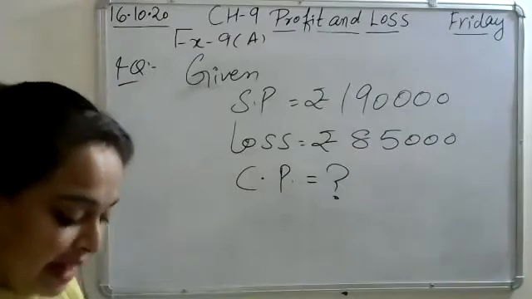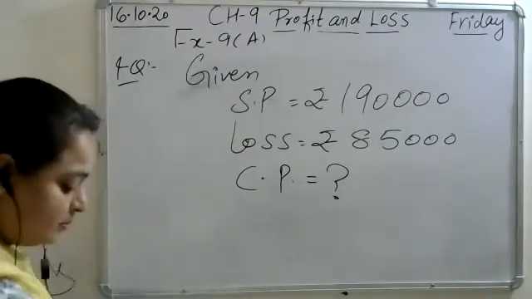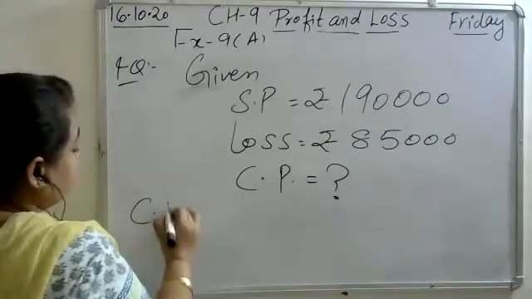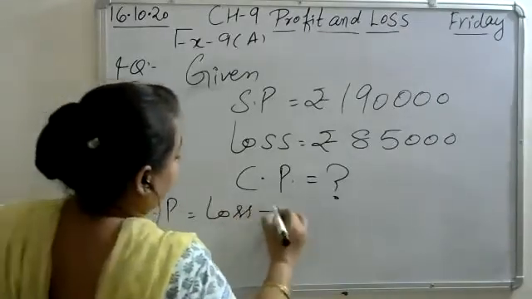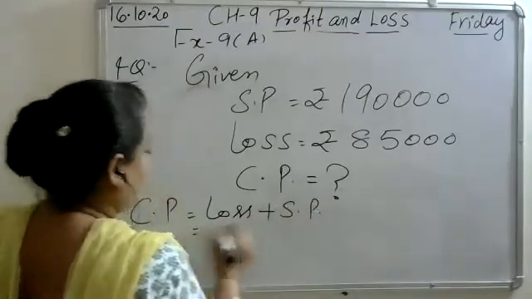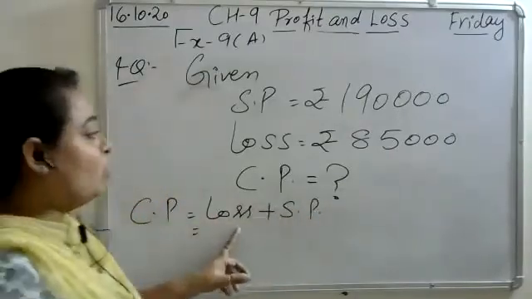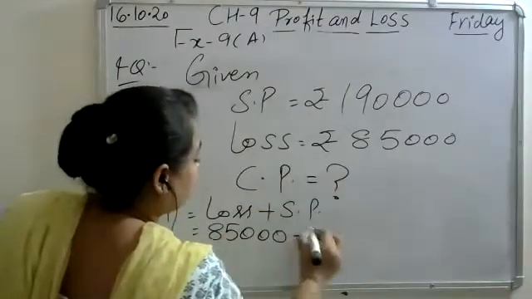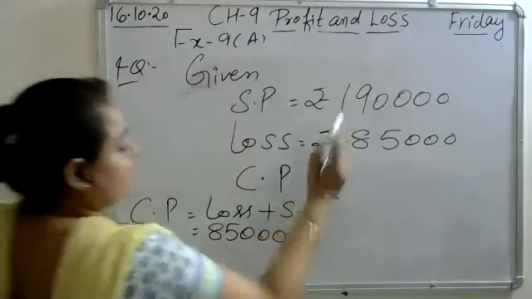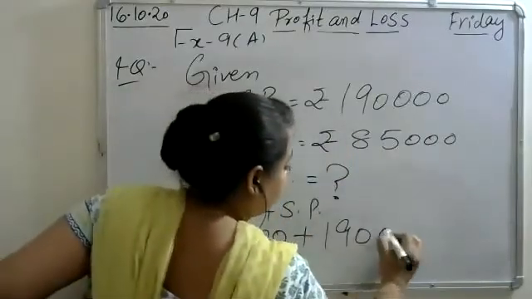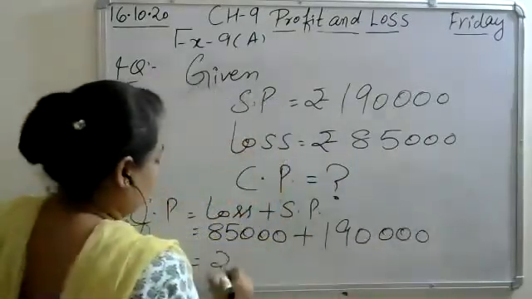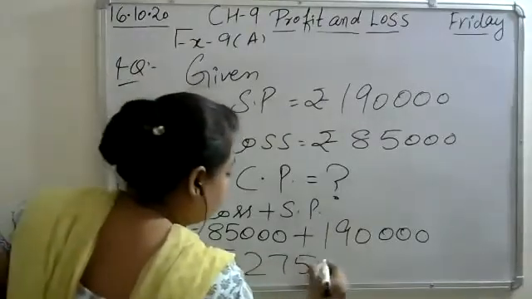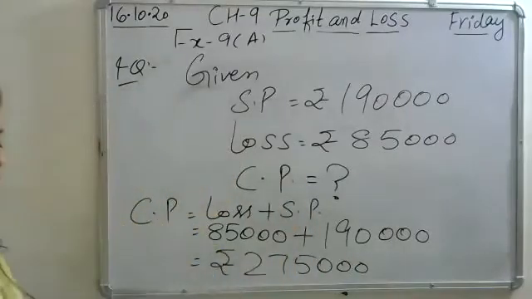So we will apply the formula. Cost price is loss plus selling price. This is the formula. Now put the value. What is loss? 85,000 plus selling price 1,90,000. So the result is rupees 2,75,000. Note down.